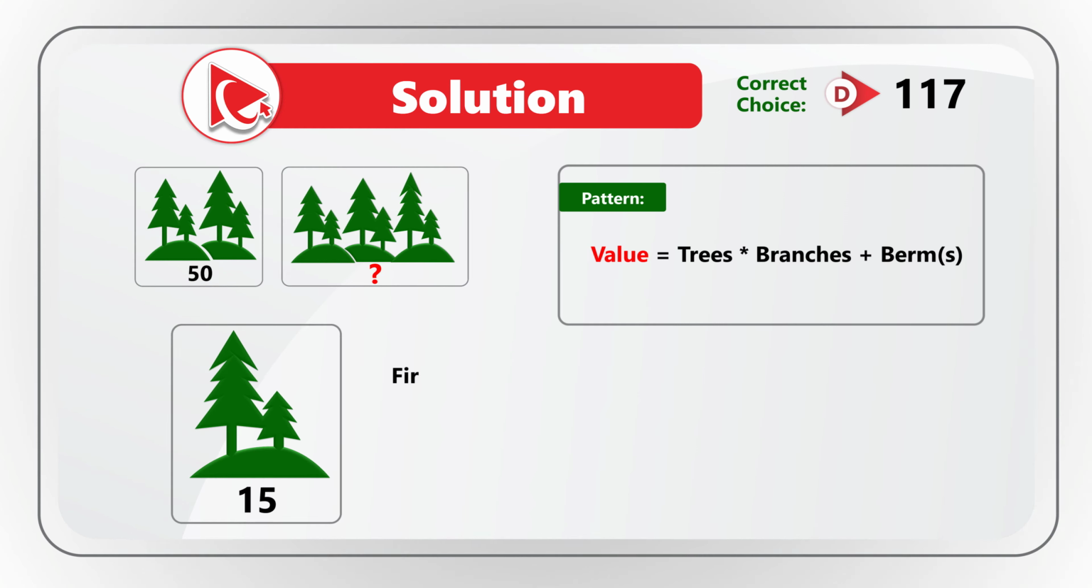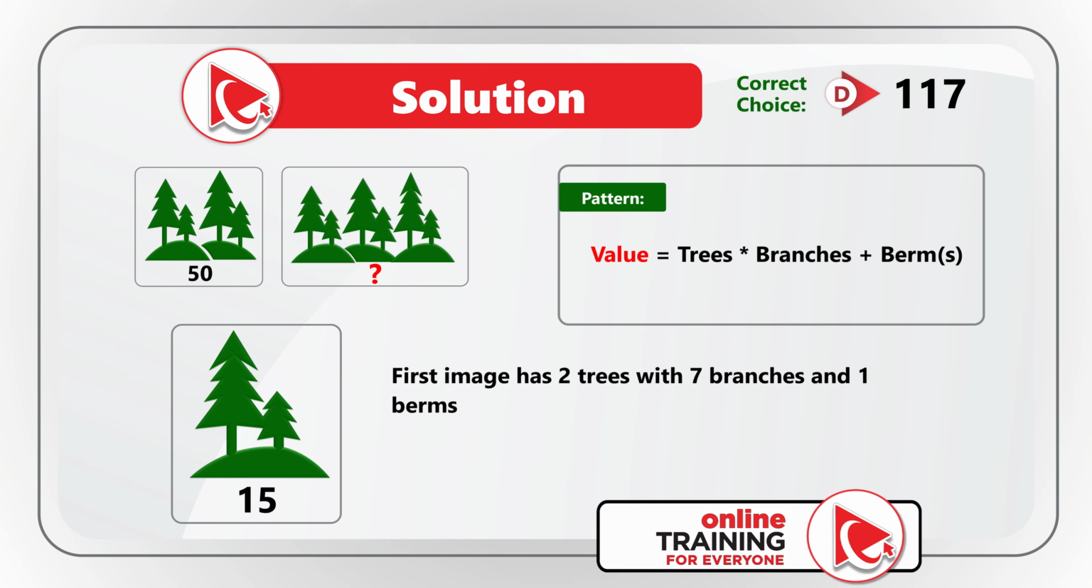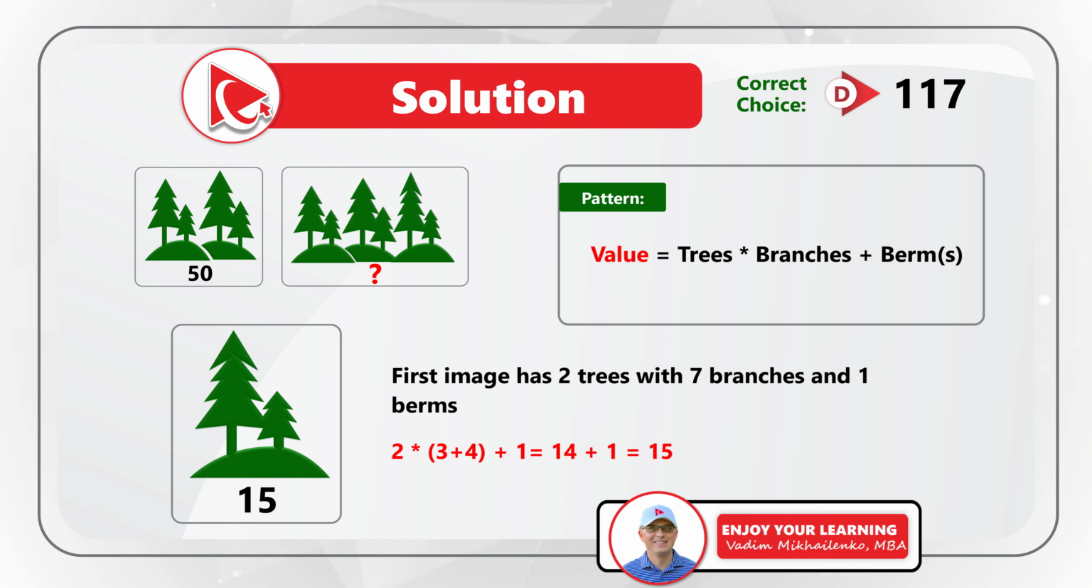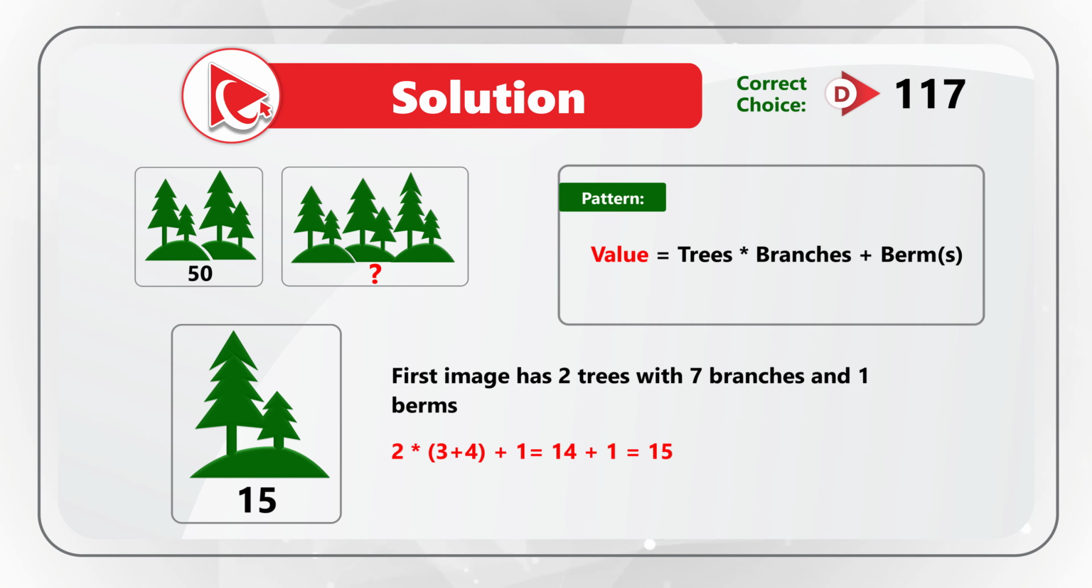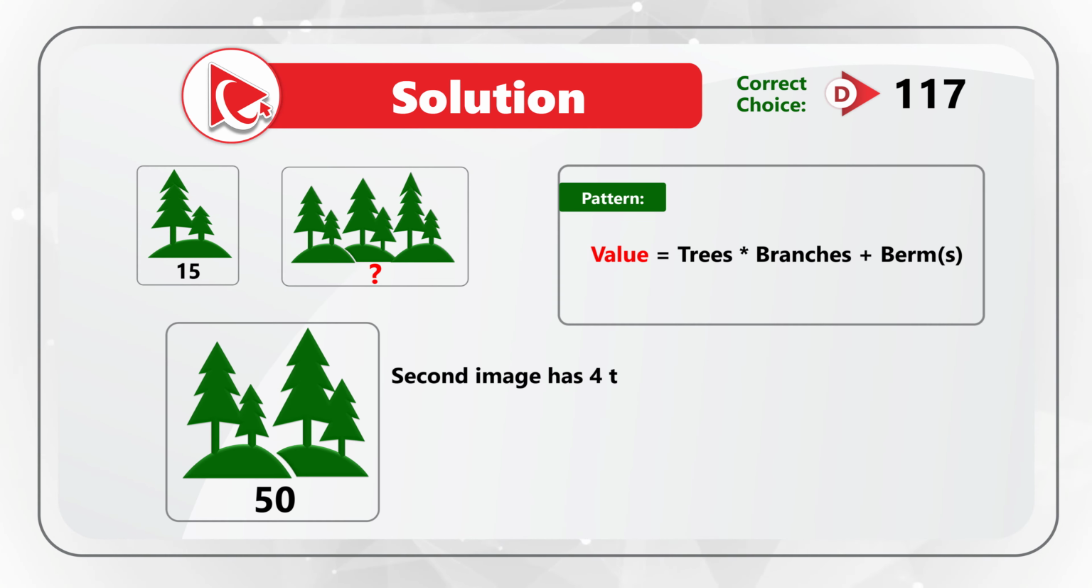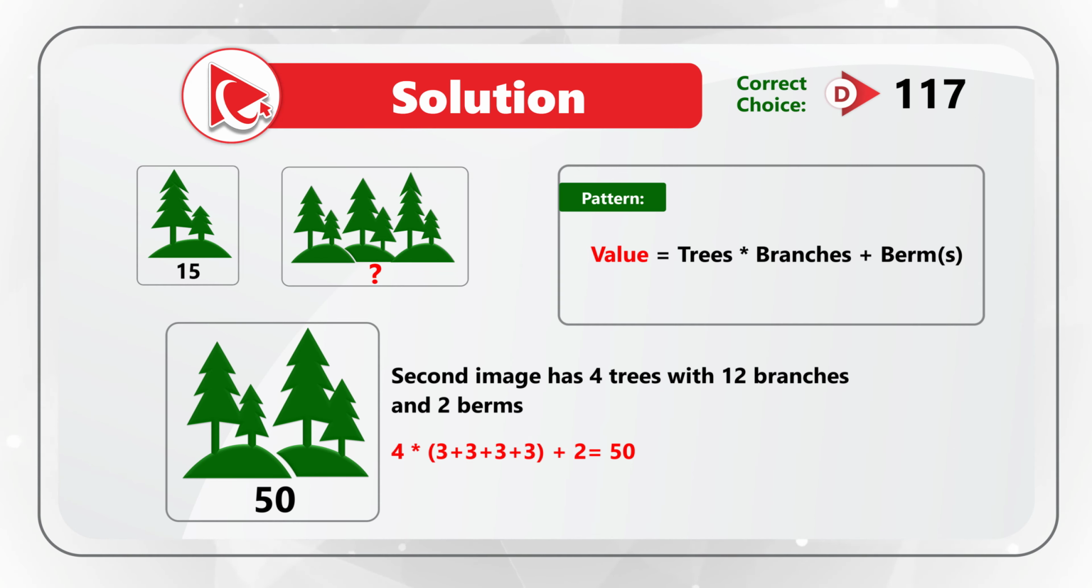First image has 2 trees with 7 branches and 1 berm, and the calculation would be 2 multiplied in parentheses 3 plus 4 plus 1, which would be an equivalent of 14 plus 1 equals 15. Second image has 4 trees with 12 branches and 2 berms, and the calculations will be 4 multiplied in parentheses 3 plus 3 plus 3 plus 2, and then you add 2 to the calculated value. The end result of this calculation for image 2 will be 50.